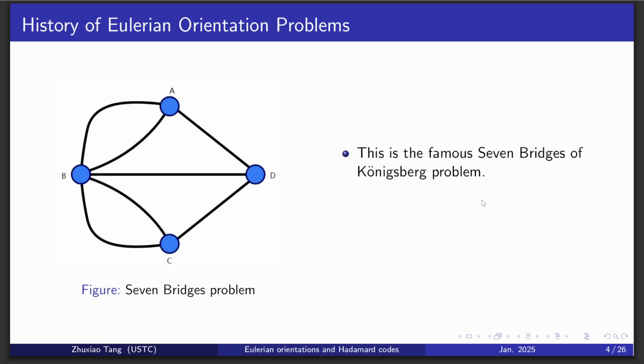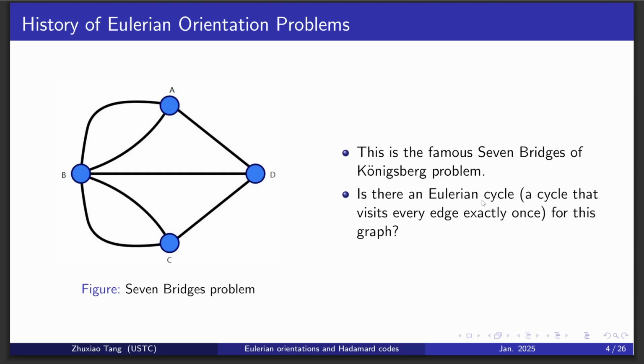The history of Eulerian orientation problems goes back to the famous seven bridges of Königsberg problem, which was posed by Euler. This problem asks if there is a cycle that visits every edge exactly once for a graph, and this cycle is called an Eulerian cycle. And we know in the example of the seven bridges of Königsberg problem, there is no Eulerian cycle.